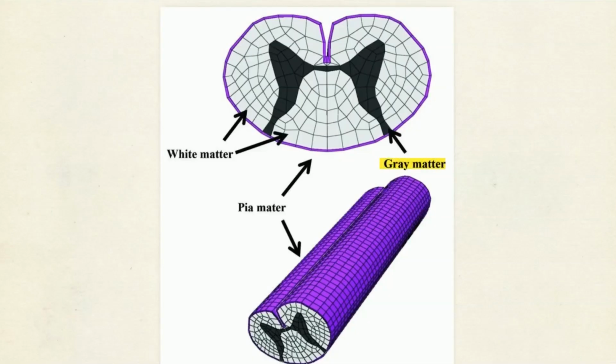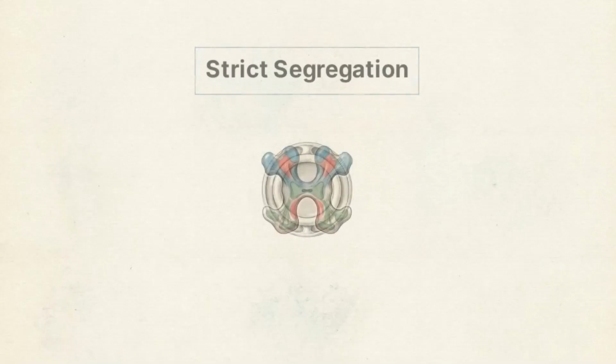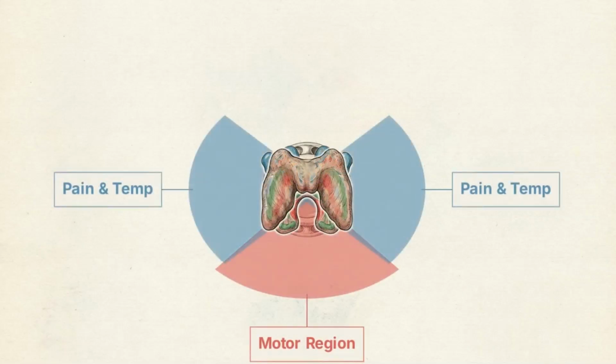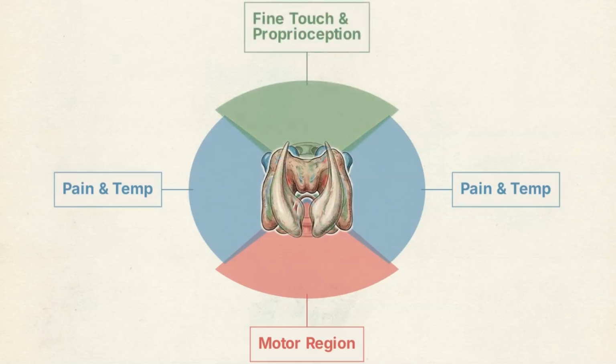Looking at a transverse slice, we see a physical split between the inner and outer areas. The inner, butterfly-shaped region is the gray matter, containing nerve cell bodies. The surrounding area is the white matter, carrying ascending and descending nerve tracts. The core rule of spinal topography is strict segregation. Different neurological functions do not mix. Motor signals travel in the ventral region, pain and temperature in the anterolateral zones, and fine touch and proprioception, your sense of body position, in the dorsal area.